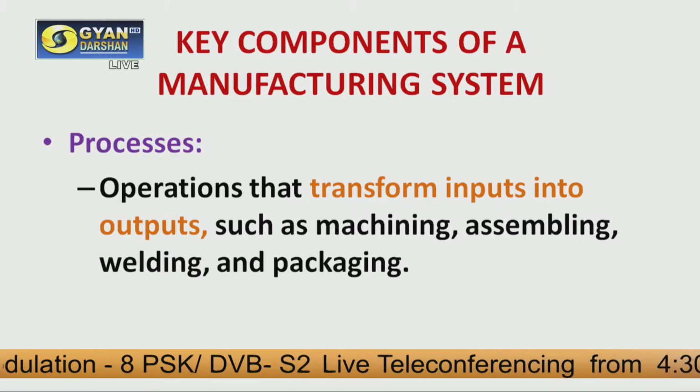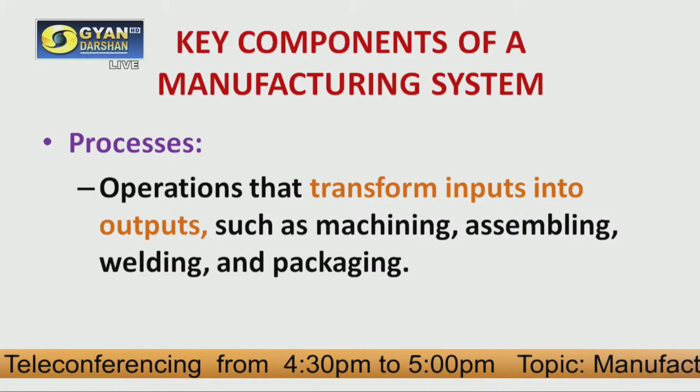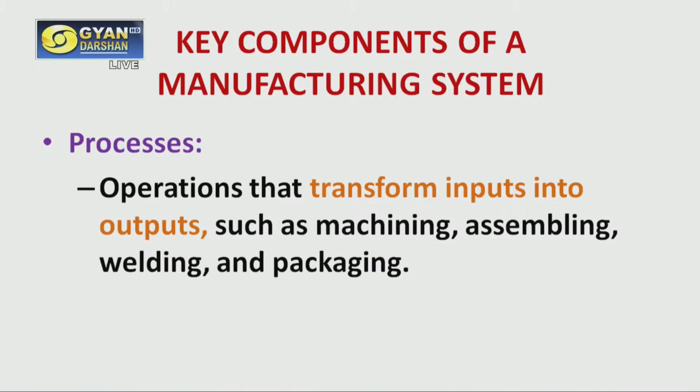The second component is the process. Once we have the raw material, we need certain processes to convert the raw material into a certain shape or certain component or certain product. We have a machining process, assembly, welding, or packaging. There are several other types of processes which we should know as components of the manufacturing system.